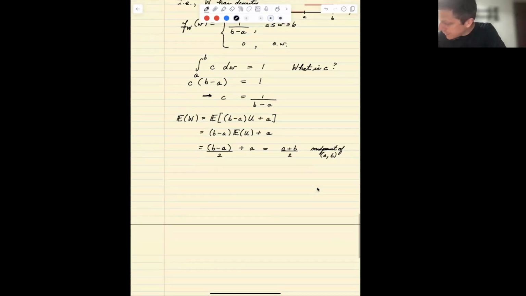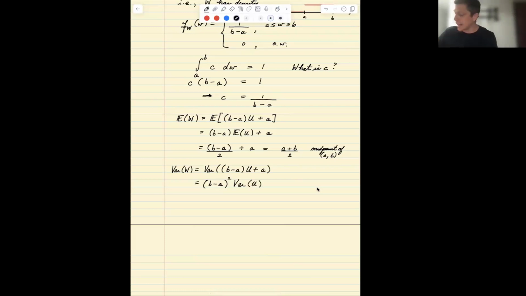And then the variance, again, we get it easily from our definition in terms of U, because we've already calculated the variance of U to be 1/12. We have multiplication by a constant, so we pull it out. Adding a constant doesn't affect anything. We get rid of that. We pull it out as a square, and what we're left with is (B minus A) squared over 12.